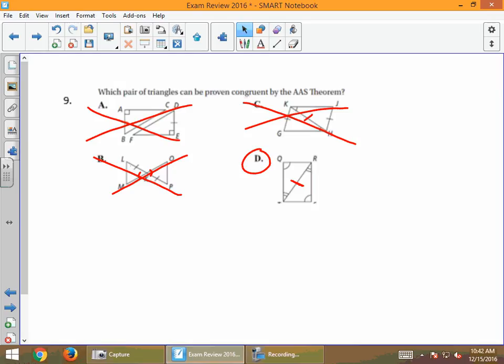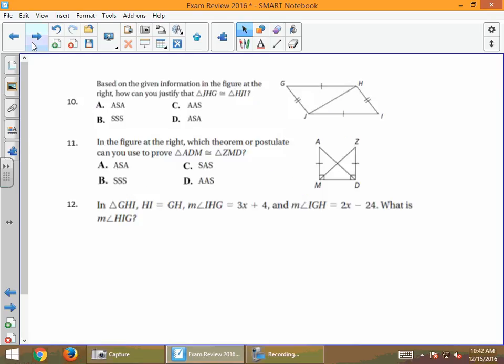Well, I guess that means we're going to number 10. All right, number 10 up here. Based on the given information in the figure to the right, how do you justify triangle HJI? Look it up here. What do you got, Jason? Hold that thought. Think about your answer.